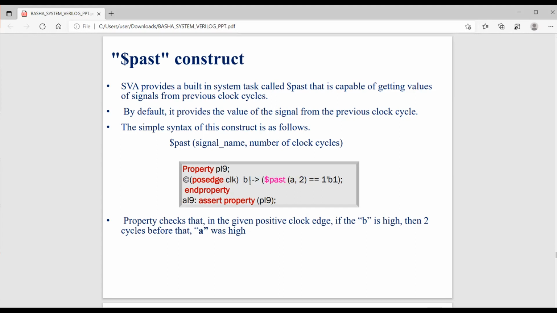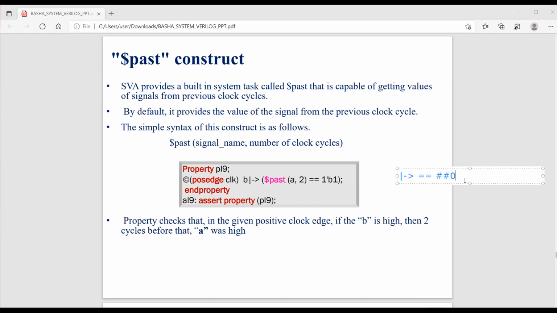What the implication operator does is, if you're using the implication operator, it will check in the same clock cycle. So this symbol is similar to ##0, because ##0 is also in the same clock cycle. This implication operator will also check in the same clock cycle only.